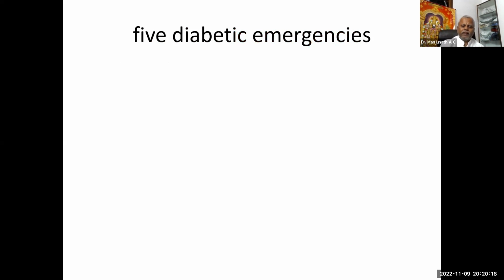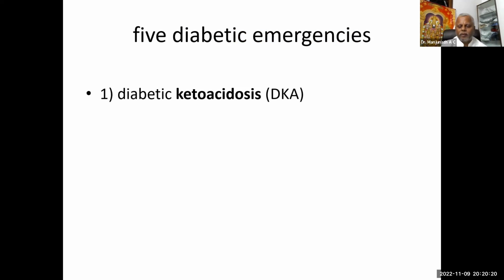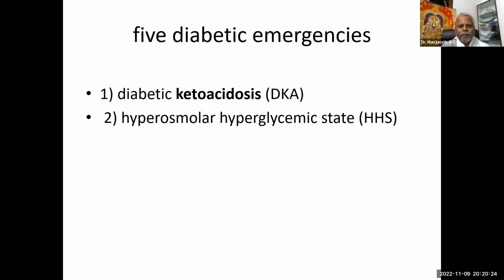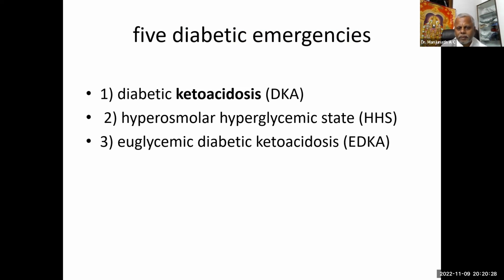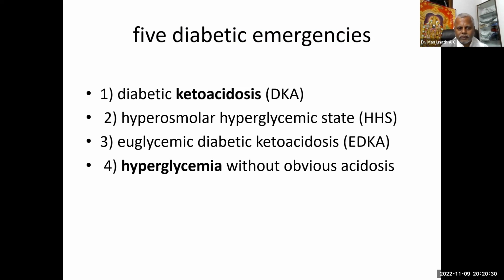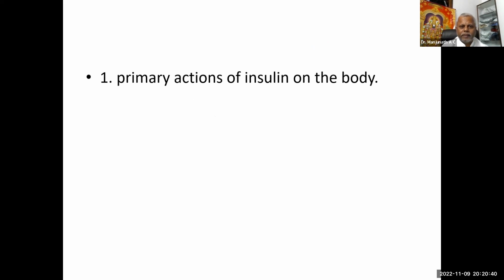So, the acute emergencies are namely five. The well-known ones are diabetic ketoacidosis, hyperosmolar hyperglycemic state, euglycemic diabetic ketoacidosis, hyperglycemia without acidosis, and hypoglycemia. These are the diabetic emergencies we encounter in patients with long-standing diabetes.